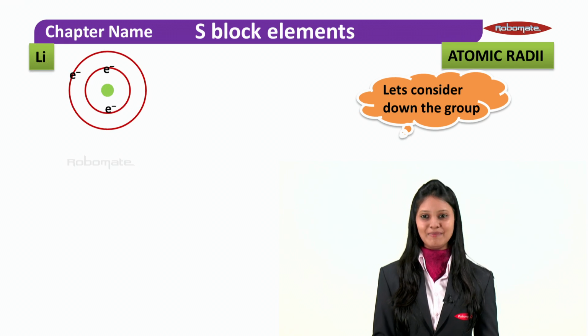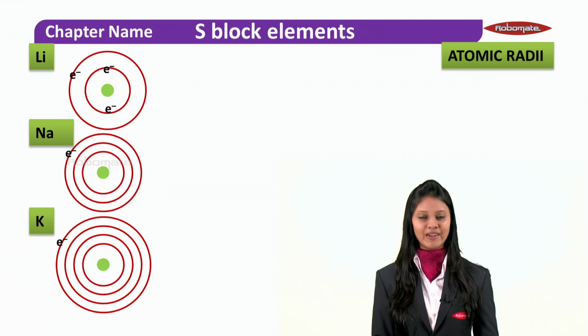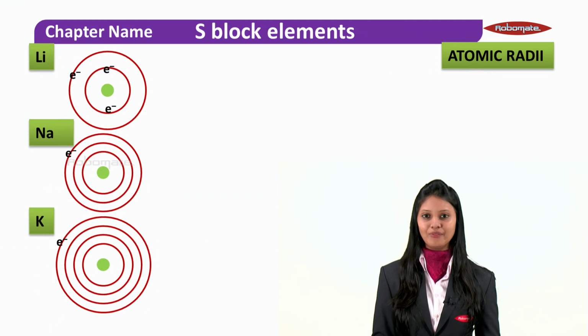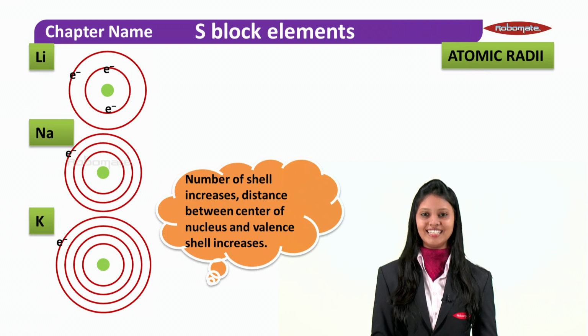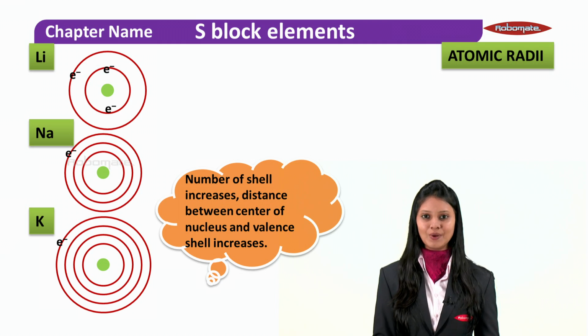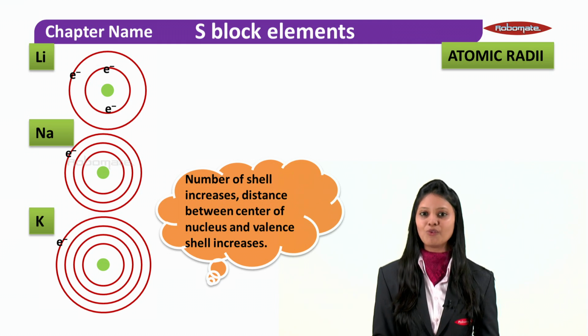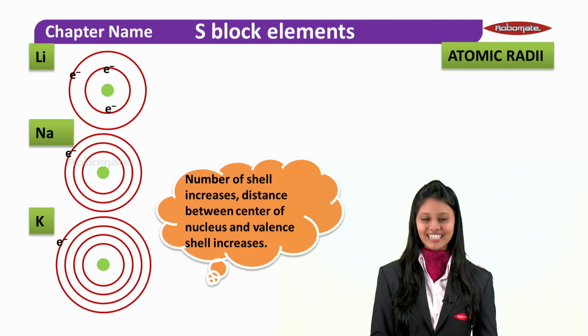The first element is lithium in group 1, followed by sodium and potassium. As we move down the group, the number of shells increases, and that's the reason the distance between the center of the nucleus and the valence shell increases. That's why we say as we move down the group, atomic radii increases.